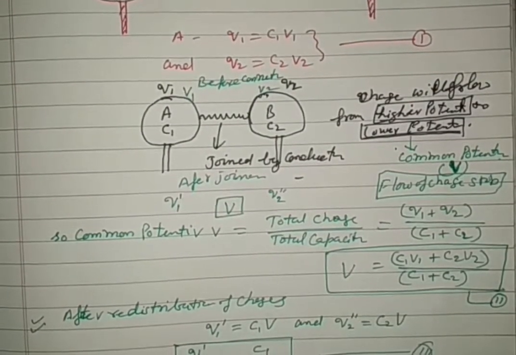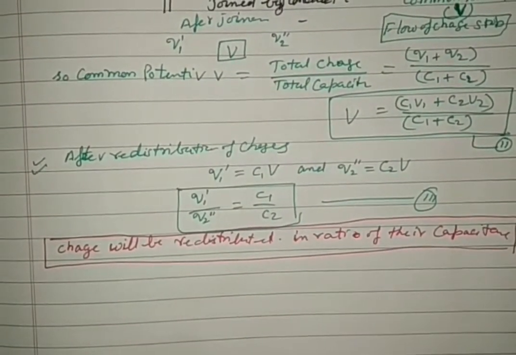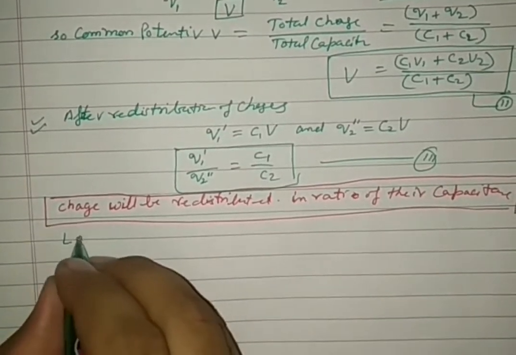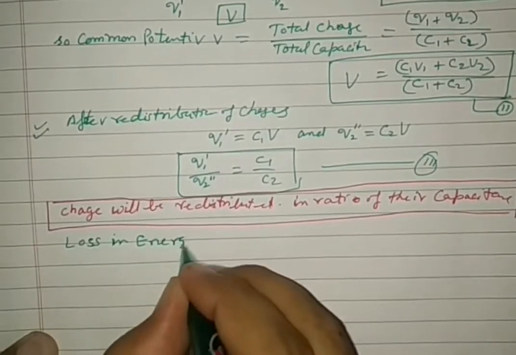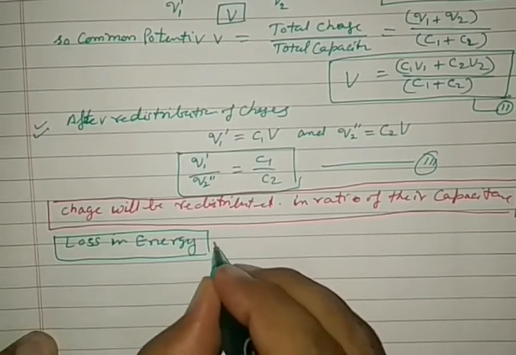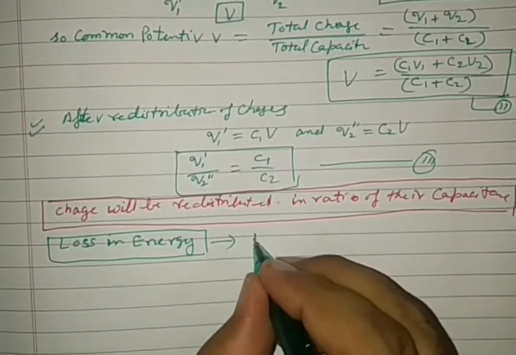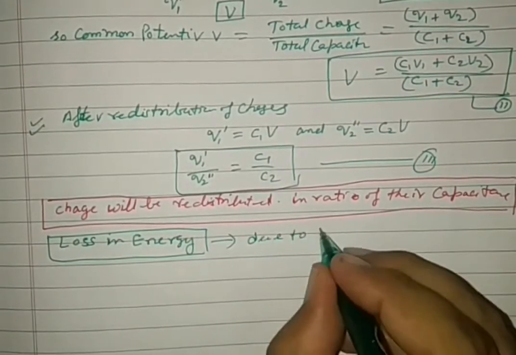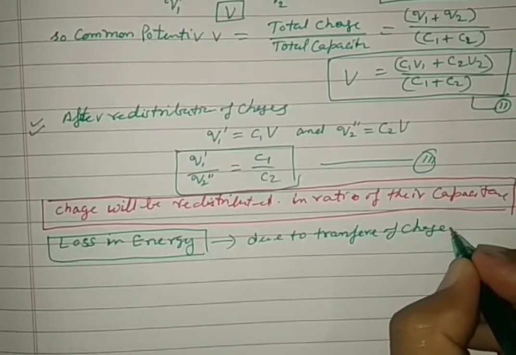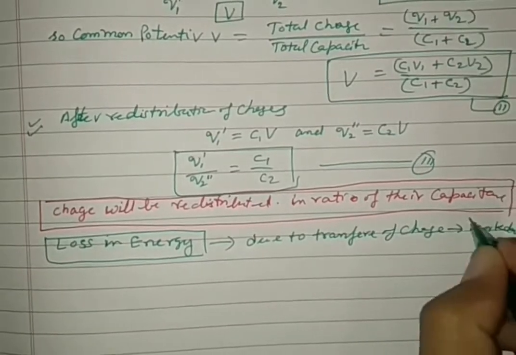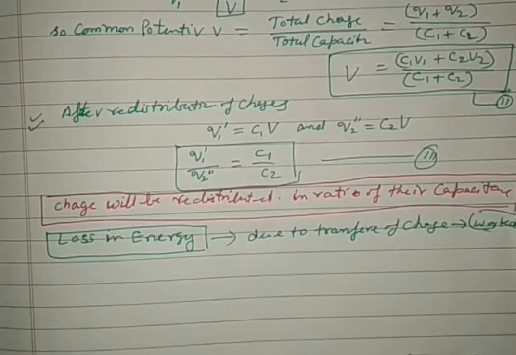Right? Now, when it is connected and charge flows from higher to lower, surely there is a loss in energy. Students, understand why there is loss in energy. This loss in energy is due to transfer of charge. In transfer of charge there is work done, so some of the energy is lost. So we want to calculate the loss in energy.